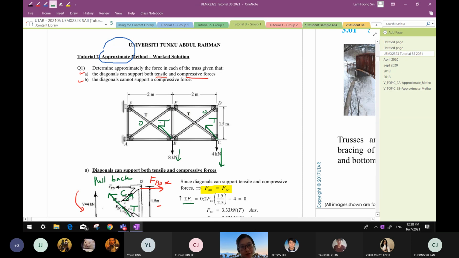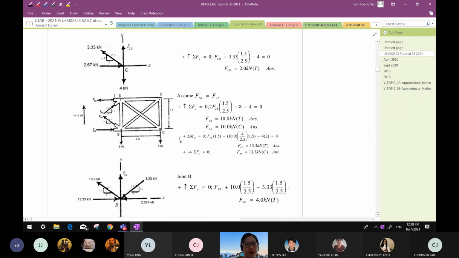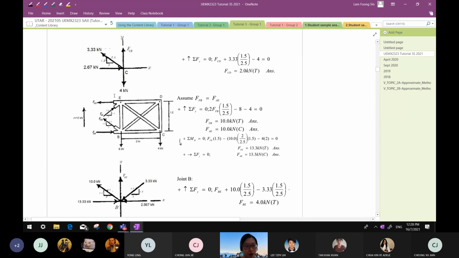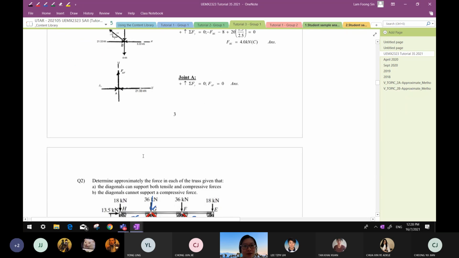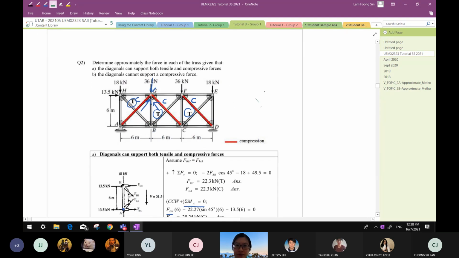How you determine is you use pull and push, and it's common sense only. When somebody pushes you, you want to resist by pushing back. If somebody pulls you away, you want somebody to pull you back, right? This one is pushing in, so to resist the downward push, I'm going to push back. So it is going to be compression when you push in.